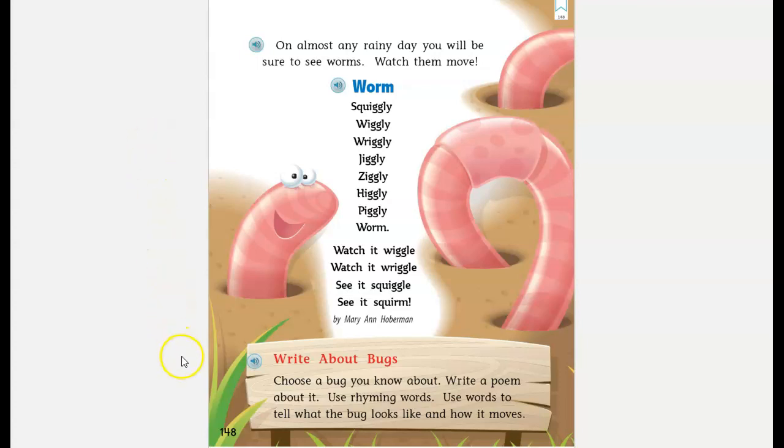Later this week, we will write about bugs. We will choose a bug you know about. We will write a poem about it. Use rhyming words. Also use words to tell what the bug looks like and how it moves. So be thinking of a bug you would like to write about later this week. Think about rhyming words you could use to tell how it looks and how it moves.